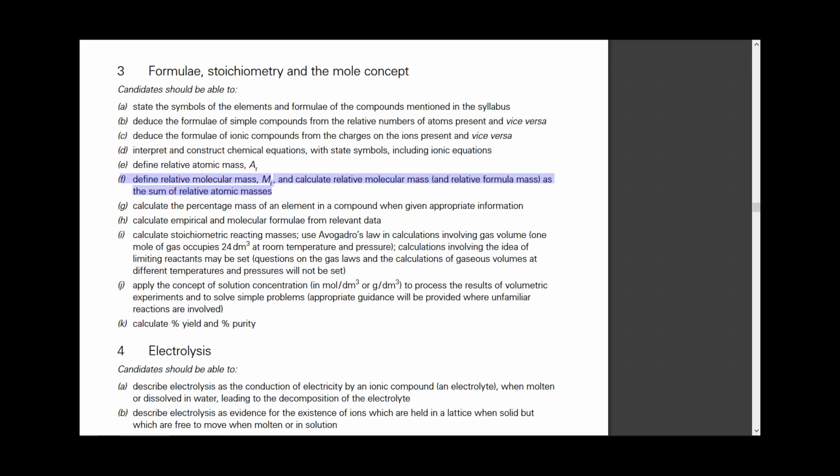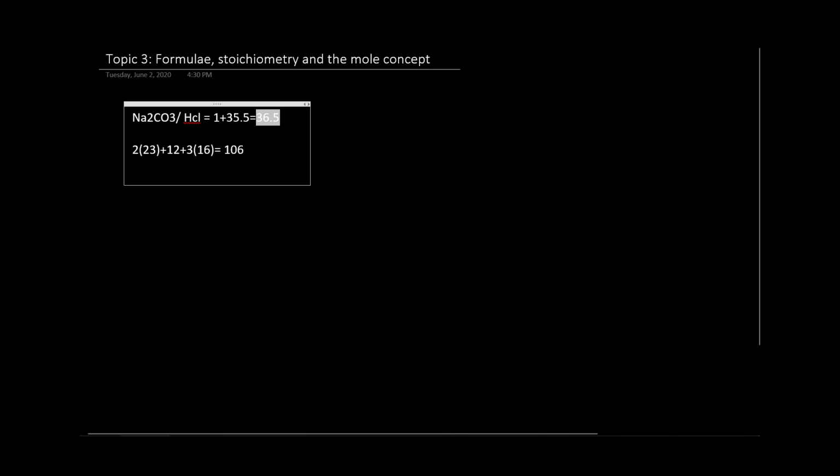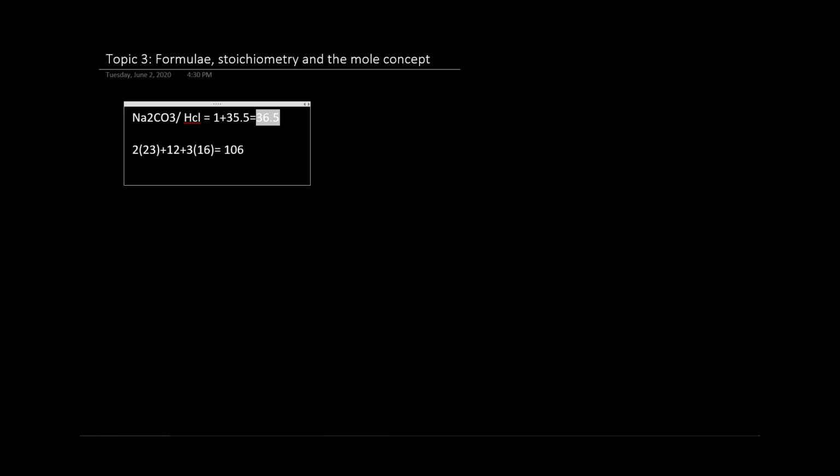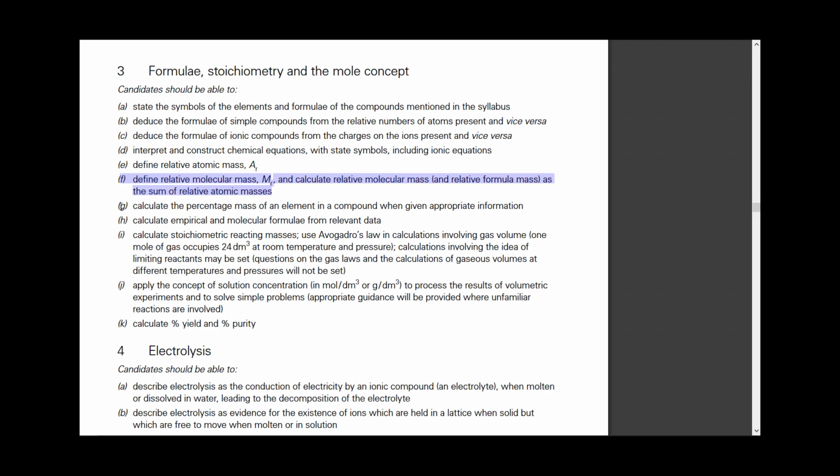So I guess we just covered point F of our syllabus, which is defining relative molecular mass and calculating relative molecular mass as the sum of relative atomic masses, which we just did. So we're done with all that, and we'll move on to the next thing we have, which is calculating the percentage mass of an element in a compound when given appropriate information. Percentage mass calculation.